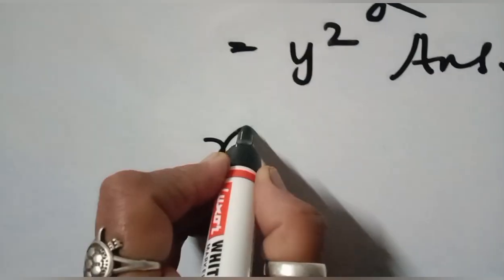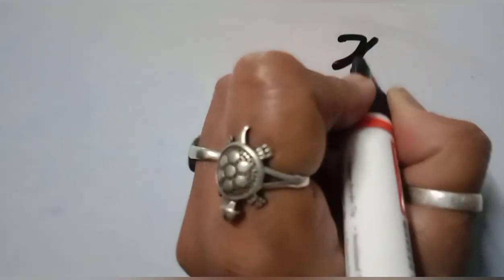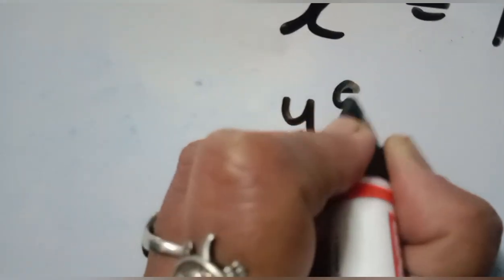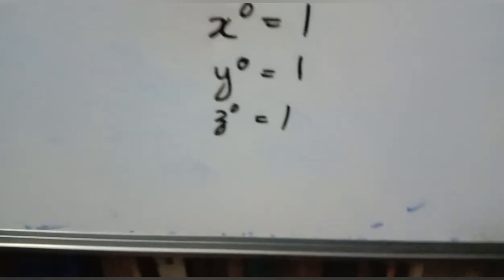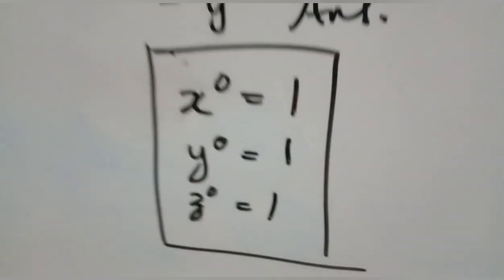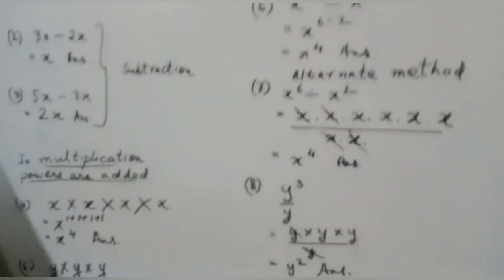X to the power 0 is equal to 1. Y to the power 0 is equal to 1. Z to the power 0 is equal to 1. It means anything to the power 0 is equal to 1. It's a very, very important concept in algebra. Anything to the power 0 is equal to 1. So these are the simple things which I have discussed today.